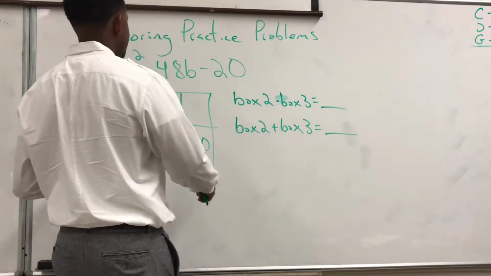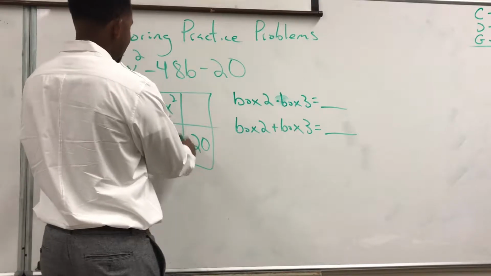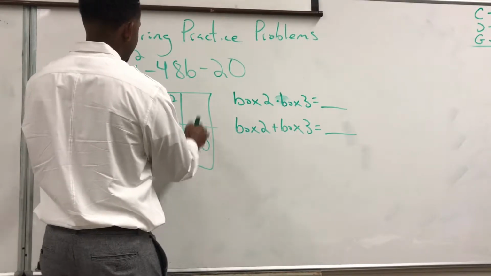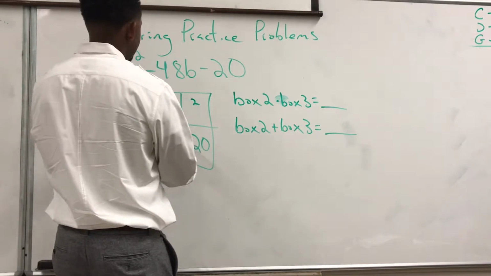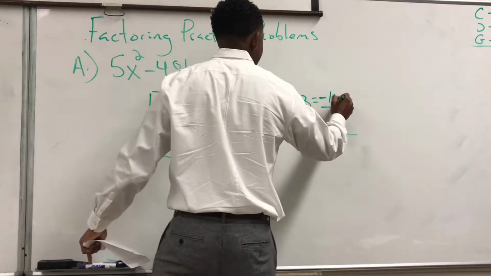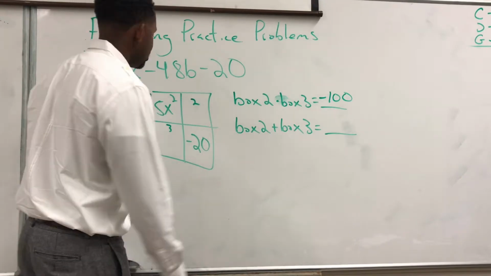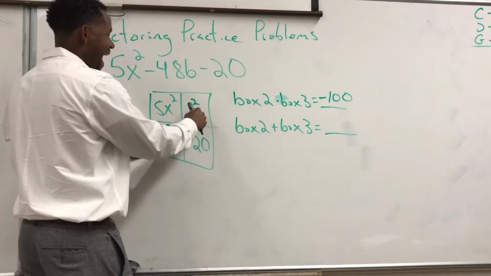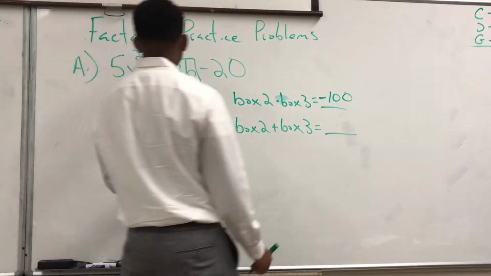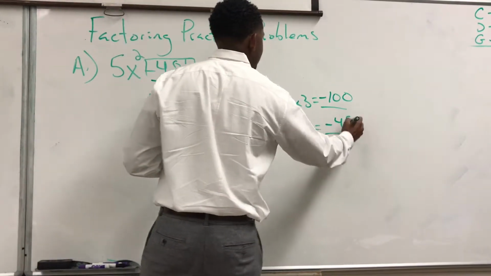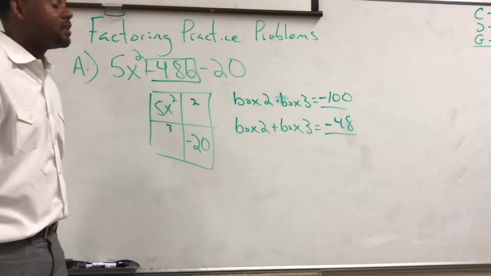And you knew that box 2 times box 3 should be the same as whatever 5 times negative 20. Remember, this is box 2, this is box 3. Whatever 5 times negative 20 is, which is negative 100, I believe. And box 2 plus box 3, when I add these 2 together, I should get this middle term. So it must be negative 48. Excellent. Now you've done that.